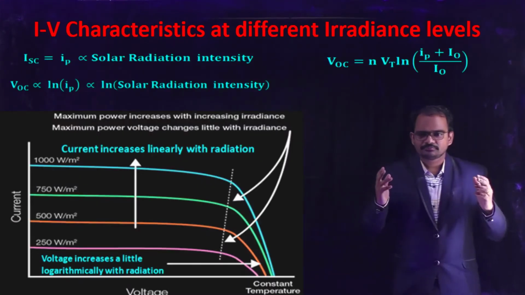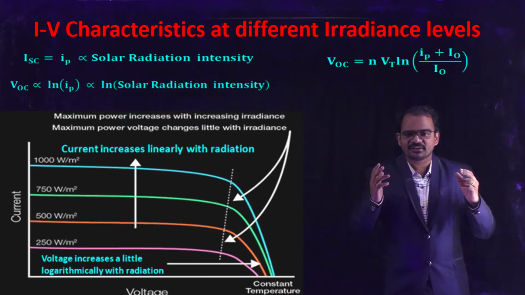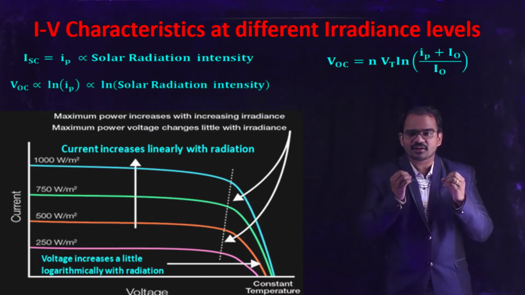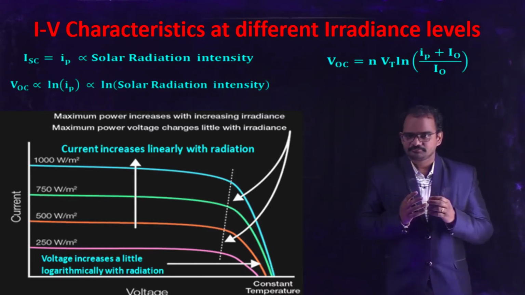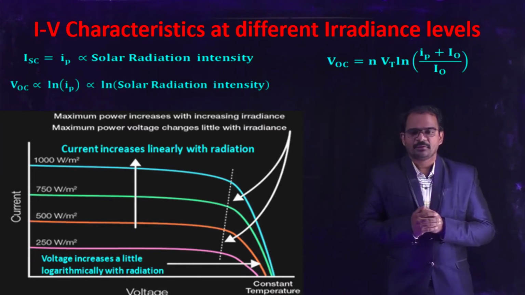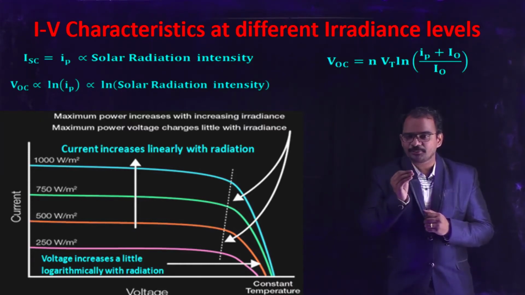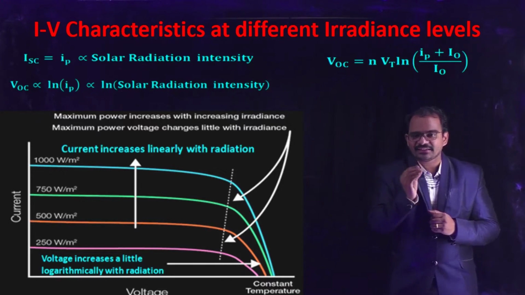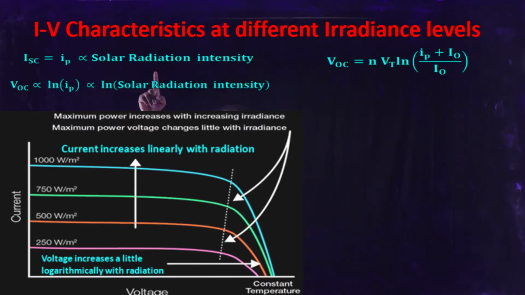Now let's see here, what are the IV characteristics at different irradiation levels. We know that the short circuit current in a solar panel is equal to the photon current, and this photon current is directly proportional to the solar radiation intensity. So as the solar radiation intensity increases, the short circuit current IP also increases. Whenever the photon current increases, then automatically the short circuit current also increases, right?